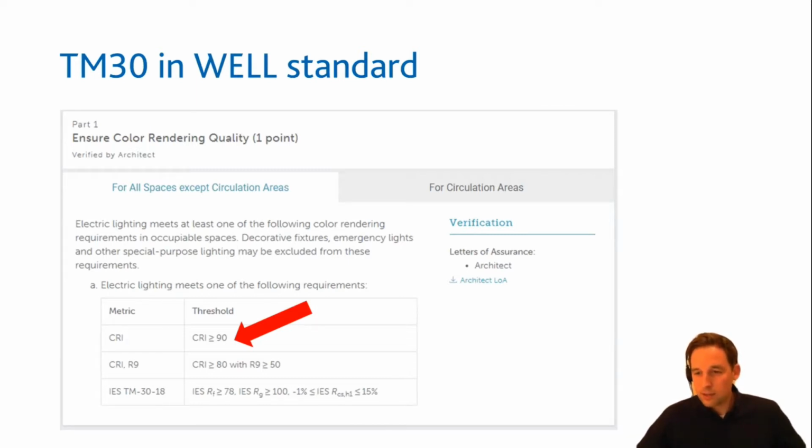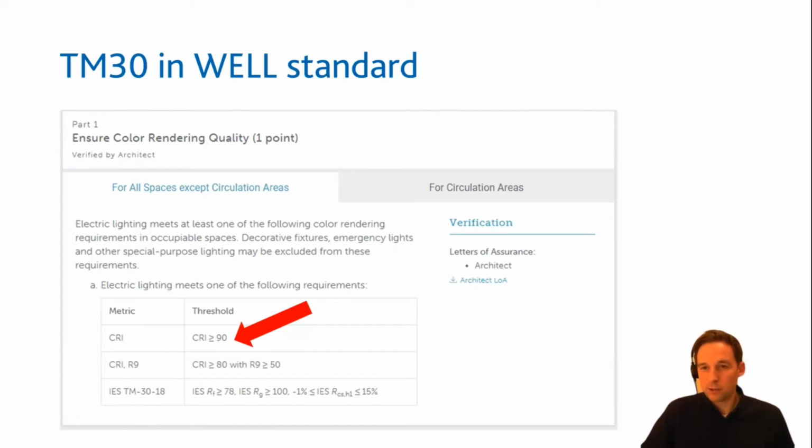And then there's another thing here which has a very catchy name of Rcs,h1, and that's to do with shifting chroma, so the saturation or desaturation of color. That specifically looks at colors in the red area, similar to the R9 for CRI. Within here, they are asking for that to be a minus 1% saturation or up to 15% oversaturation.